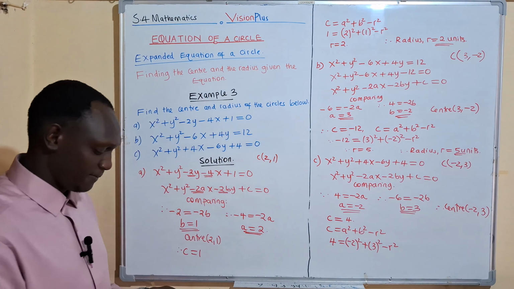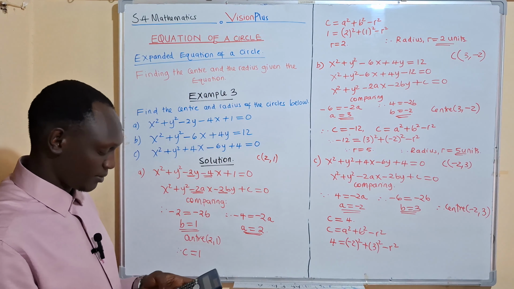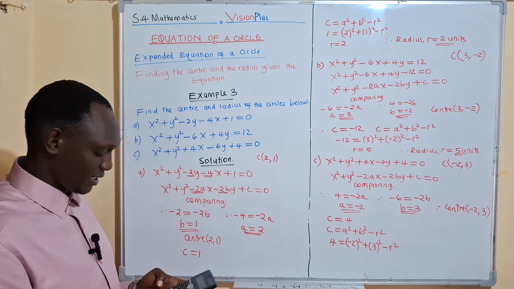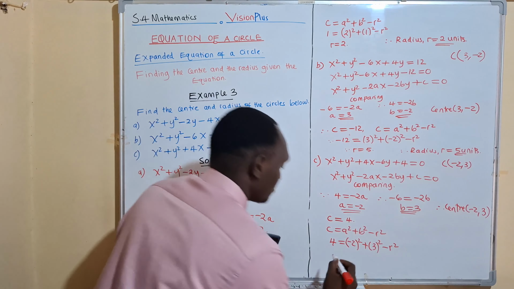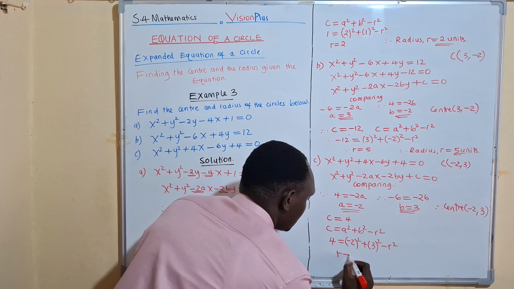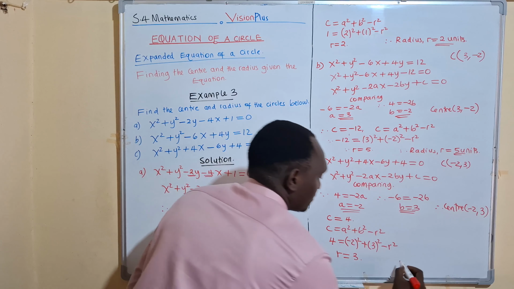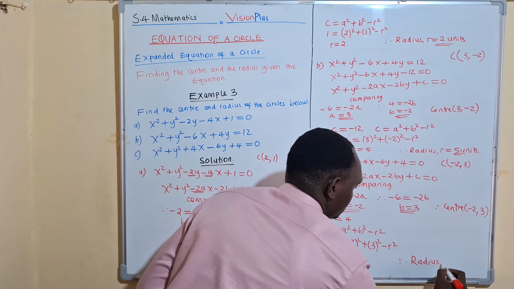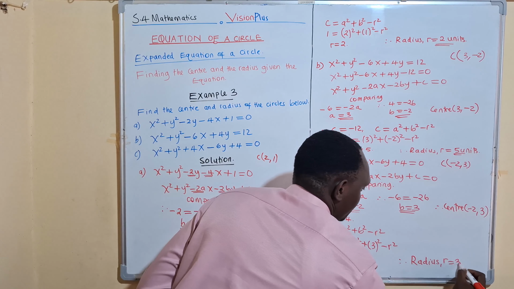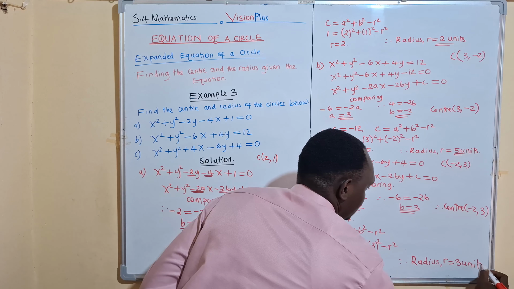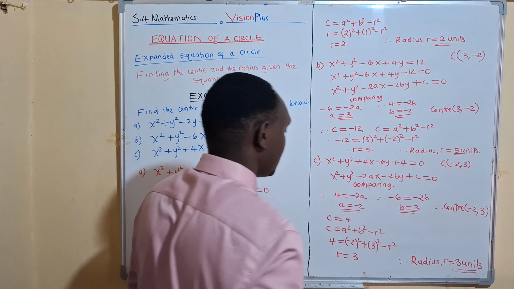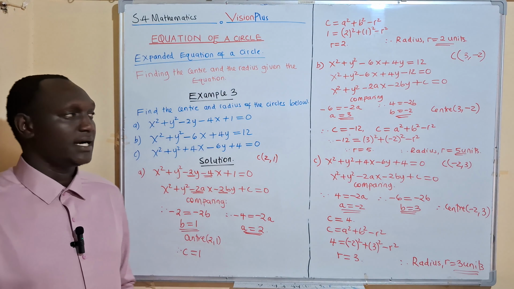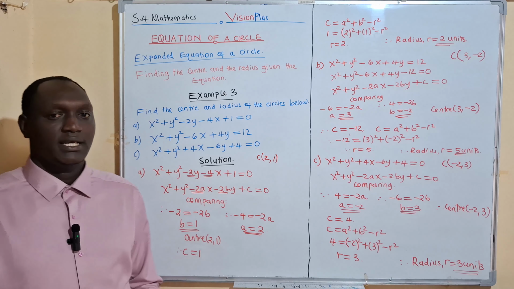Then you use the calculator. Negative 2 squared plus 3 squared. r will come this side. So I'm going to say here minus 4. So I'm getting r as 3. Therefore, the radius r is 3 units. So that is how you find the center and the radius in part C. And this is the solution to example 3.